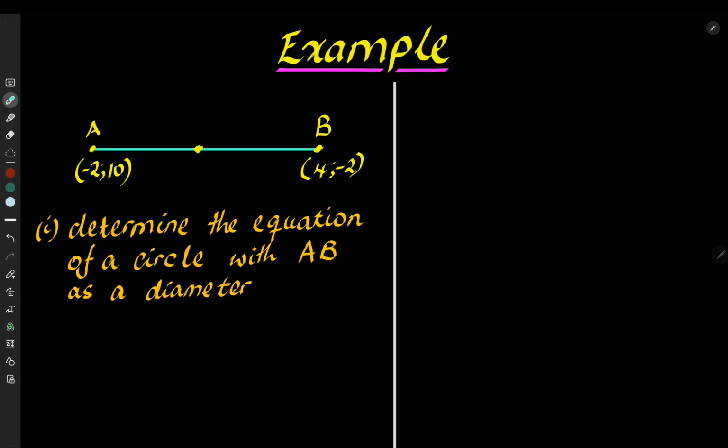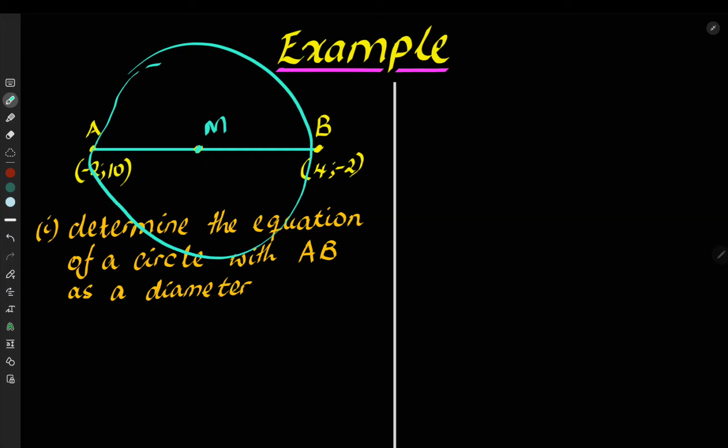In this example, we are given the line AB with the coordinates A (-2, 10) and B (4, -2). And we are asked to determine the equation of a circle with AB as a diameter. So AB is a diameter. If you want to think about it, that would be like a circle going around like that, forming AB to be the diameter, which means you can calculate the midpoint of AB, and that will be the center.